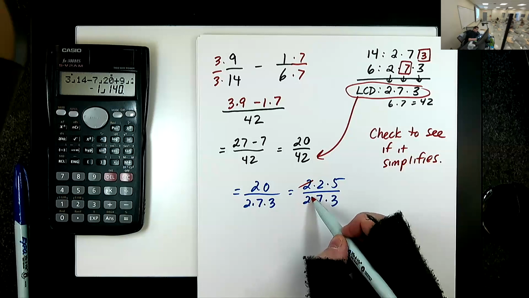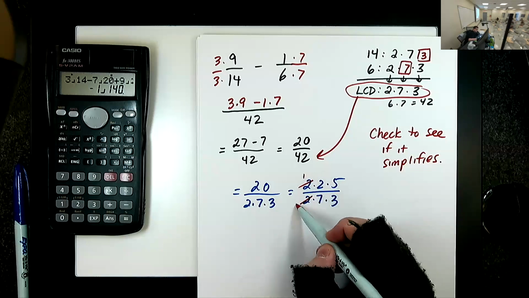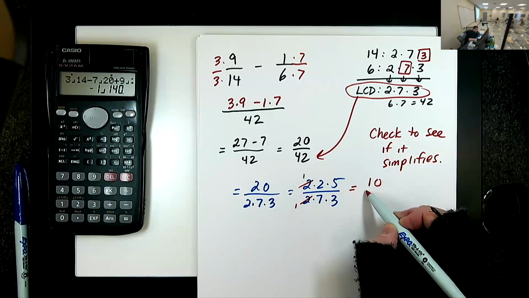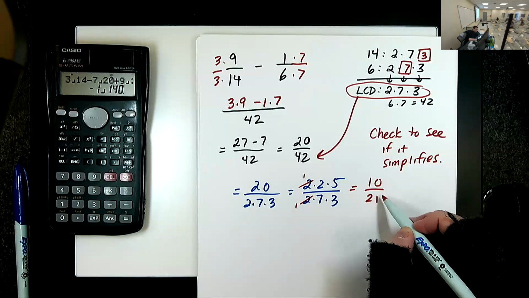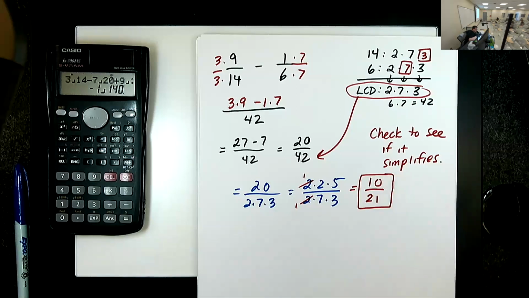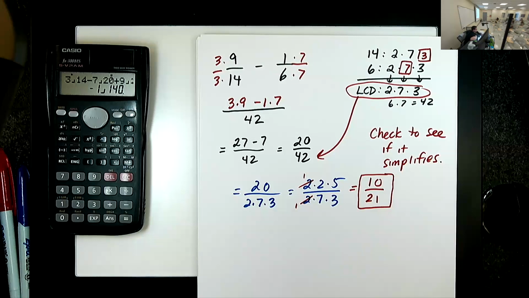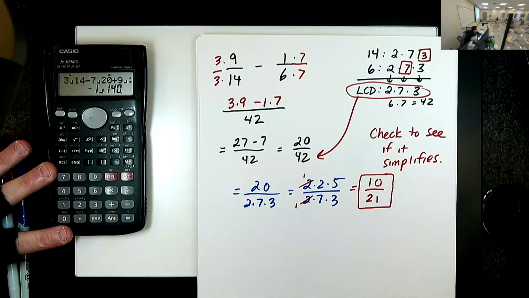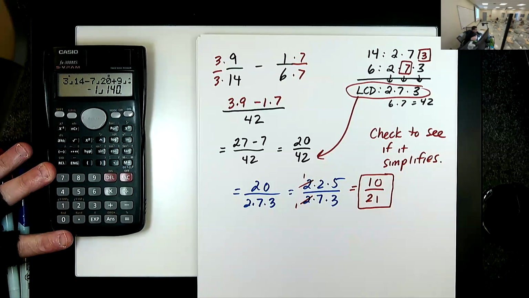We cancel out the similar things. And I'm left with 2 times 5 is 10, over 7 times 3 is 21. Notice that my denominator, my bottom, is no longer the LCD. I've simplified it.